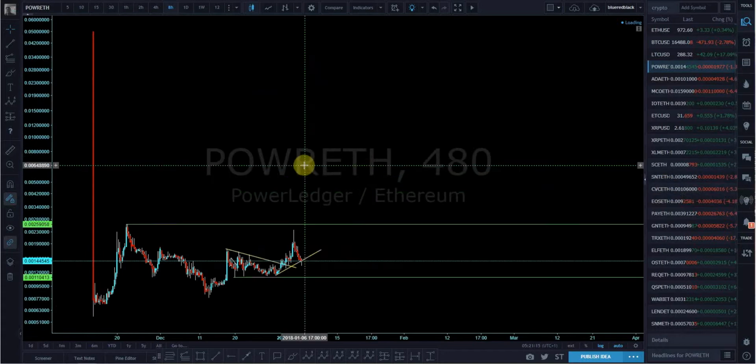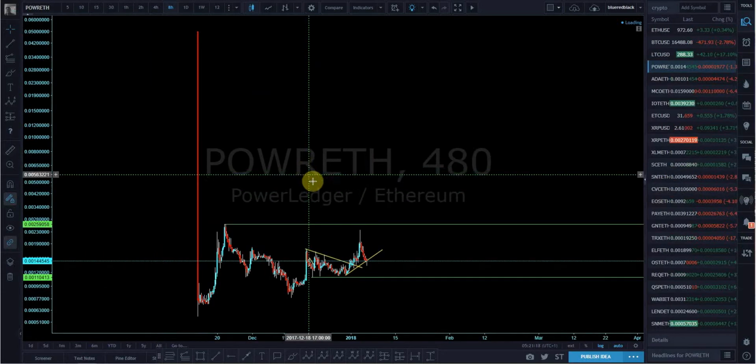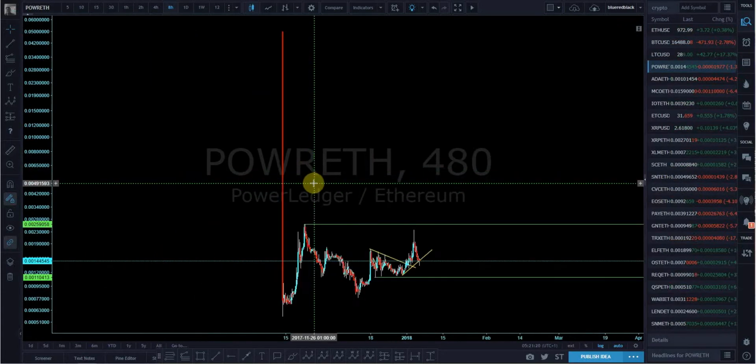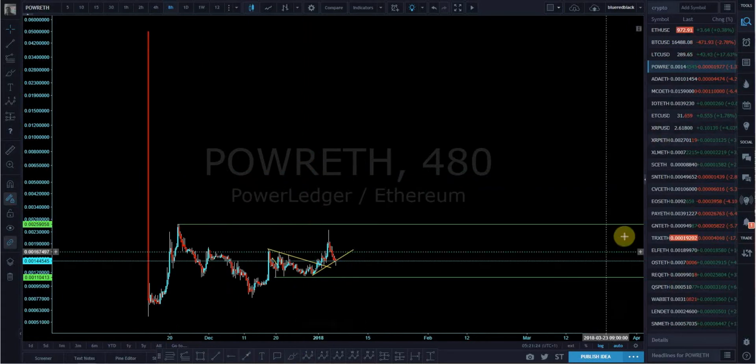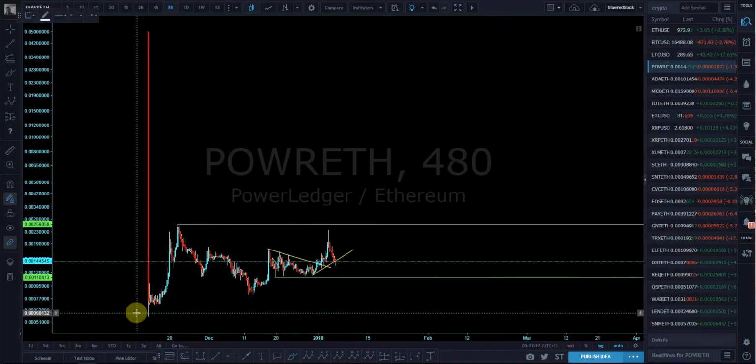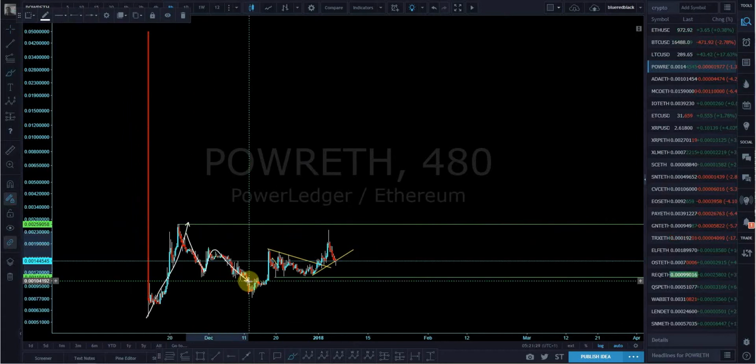But you'll definitely be able to see that there's a lot of three-wave patterns. So here, Power Ledger, all these coins too that I'm going to go over, besides a couple, I've researched and I like the project. Yeah, move up. You have 1, 2, 3, breaking out of this trend.